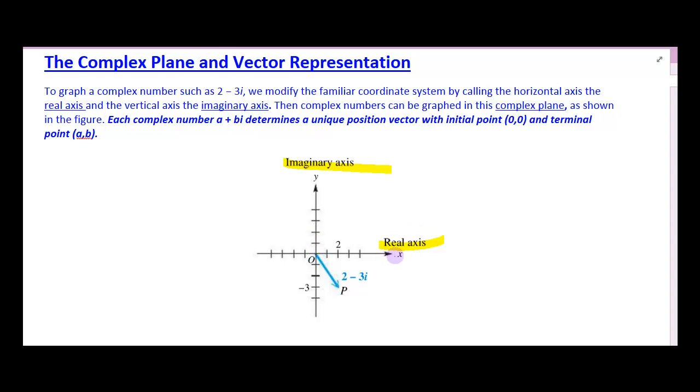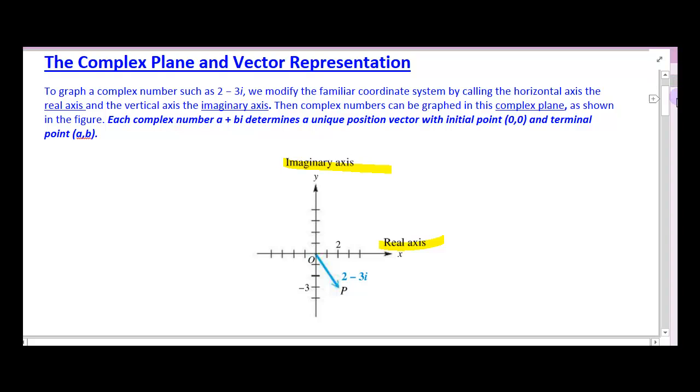So where we're used to the x-axis being the horizontal axis, we're going to call it the real axis now. And the vertical axis, which is our y values normally, is going to be the imaginary axis. And this is going to allow us to take both the real and imaginary parts of my complex number to graph its position on the plane. So let's look at an example of this together.